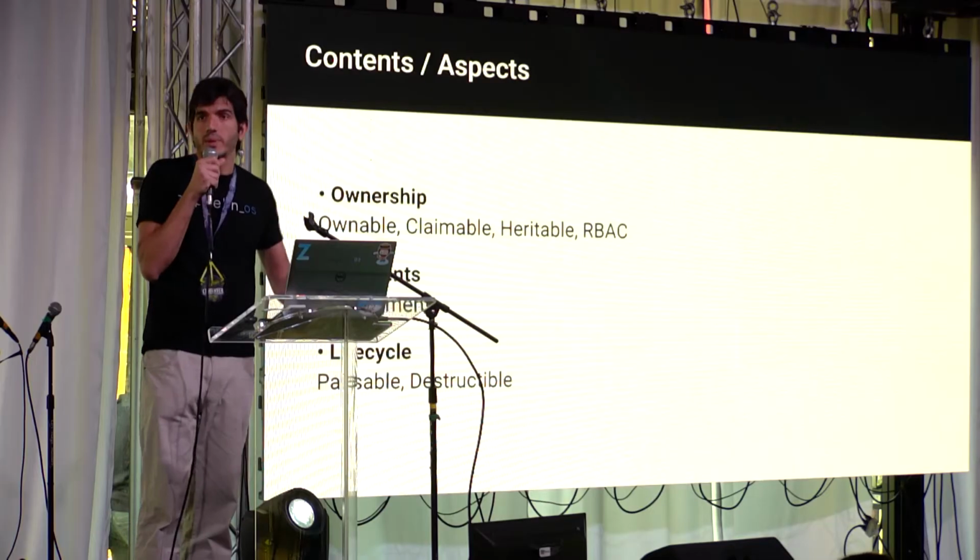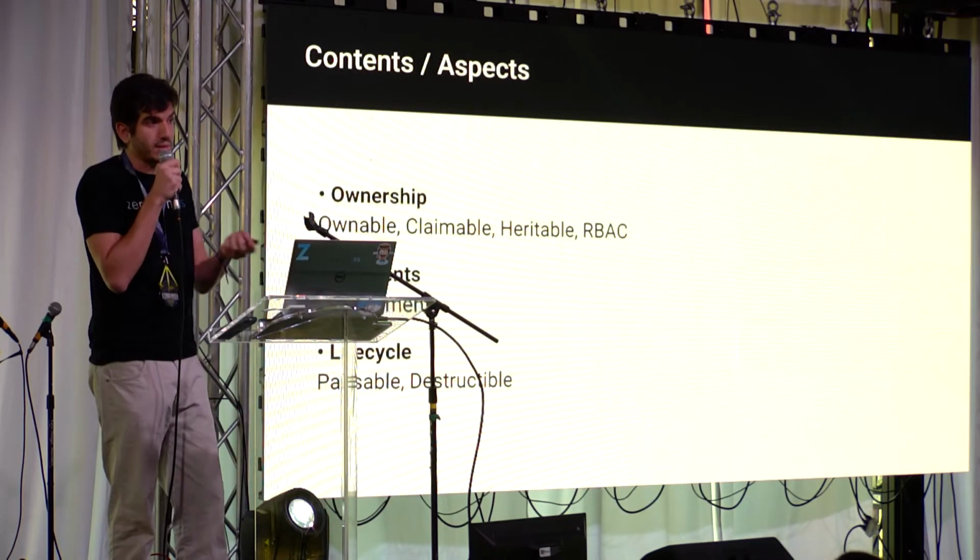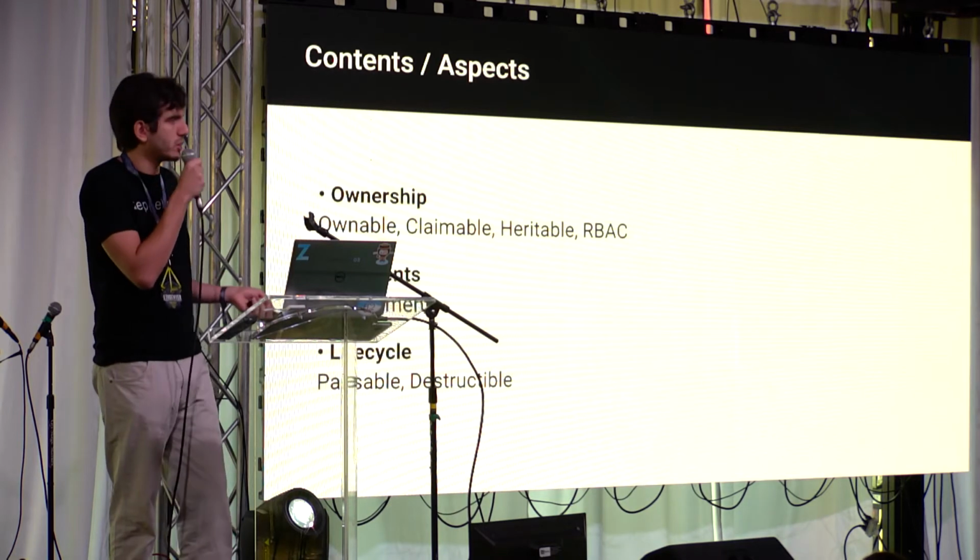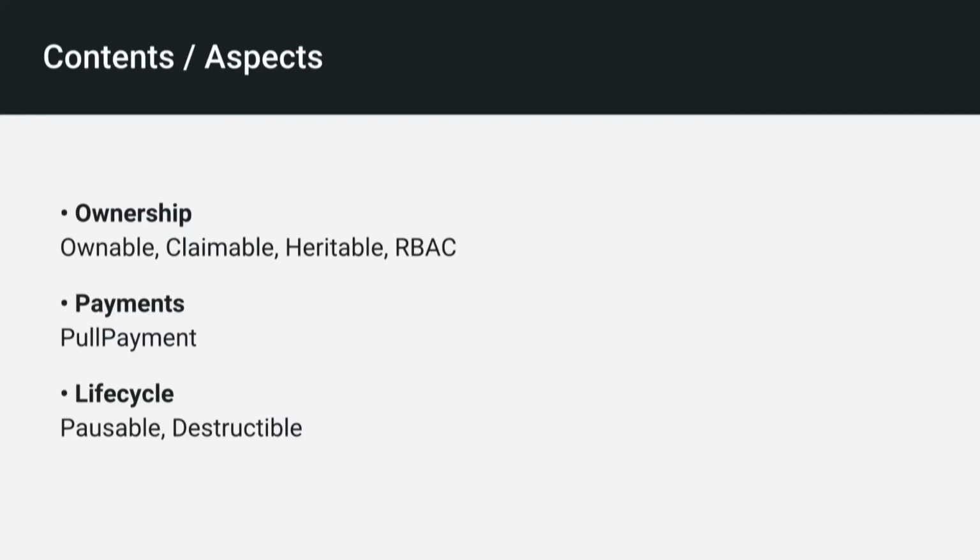We also provide some lifecycle traits. There is a pausable implementation in case you want, as the owner, to pause execution of a smart contract in case something has gone wrong. Also a destructible implementation, basically to call suicide on it.